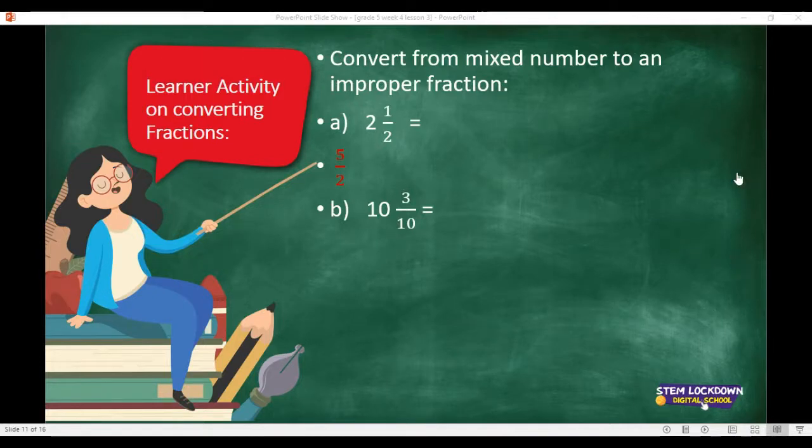Okay. All right. So on this one, you will then say, we take the whole number and multiply it with the denominator.